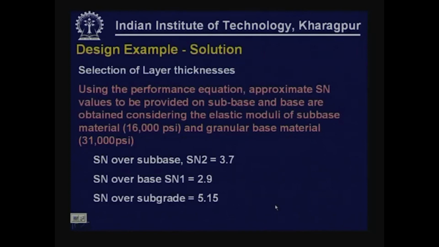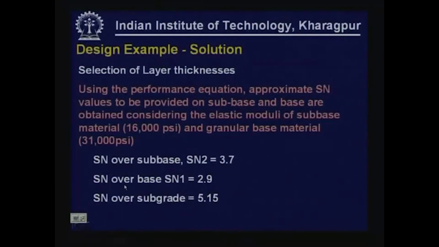The structural number corresponding to each individual layer can also be selected by using the appropriate modulus values for each layer. Subgrade we already have done, the structural number required is 5.15. By selecting the modulus value for subbase, putting that in the equation, we can get the structural number required, that is 3.7. Similarly, by putting the modulus value of granular base in the equation, we can get the structural number of 2.9 as indicated here.